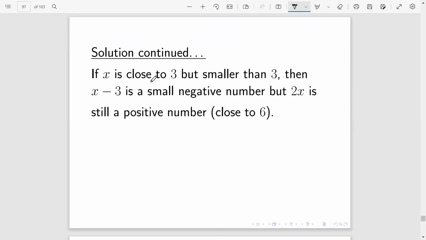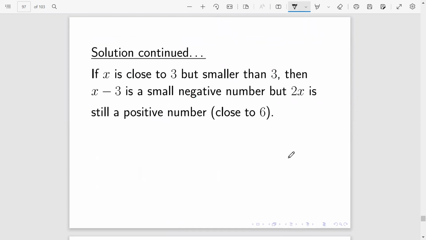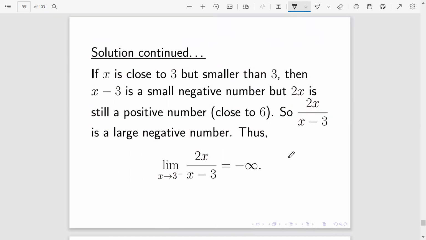And when the values of x are approaching 3 coming from the left, the function values will be negative. Even if we take 2.999, which is less than 3, so we're approaching 3 from the left, the 2x will still be positive because 2.999 times 2, those are both positive. So the numerator will be positive. But in the denominator, 2.999 is less than 3, so that number minus 3 gives us a negative number. So the function will be going to negative infinity.